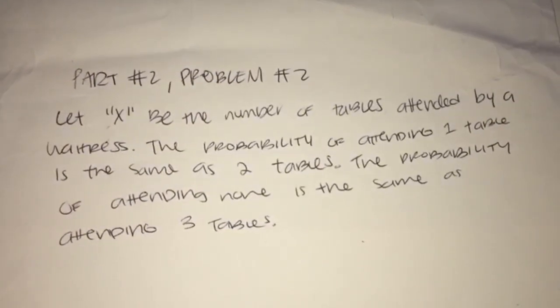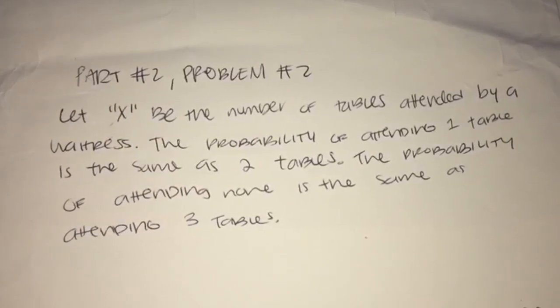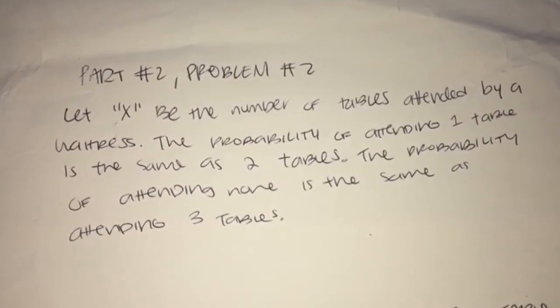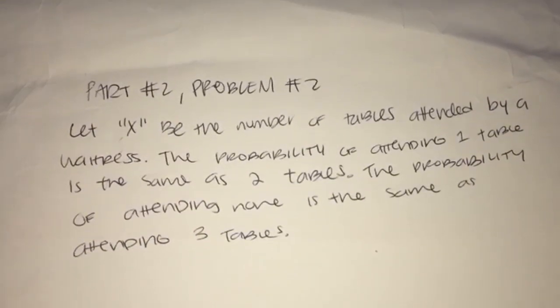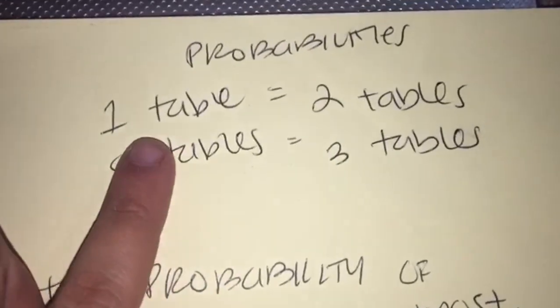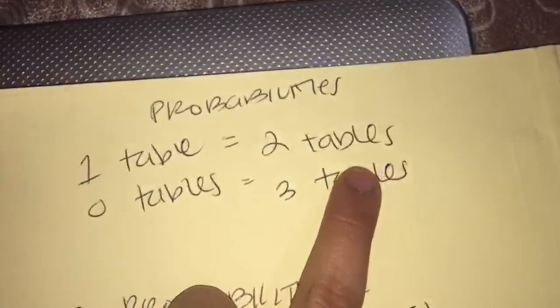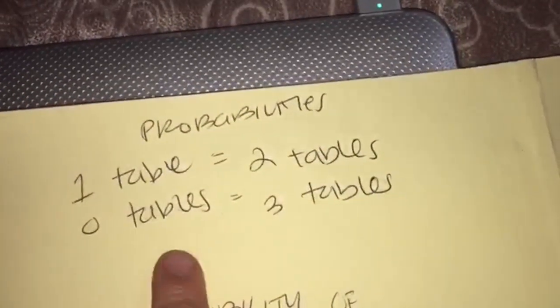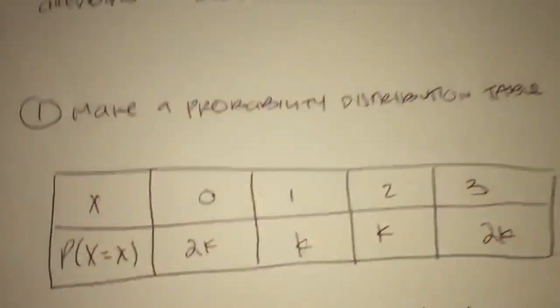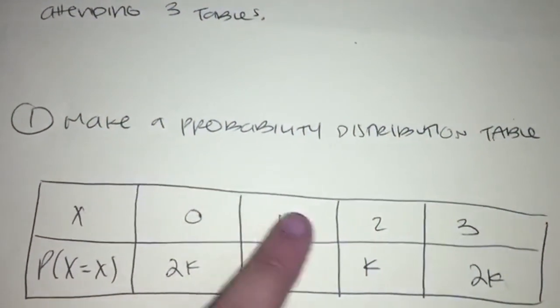It reads as follows. Let X be the number of tables attended by a waitress. The probability of attending 1 table is the same as 2 tables. The probability of attending none is the same as attending 3 tables. So what does this mean? This means that the probability of attending 1 table equals that of 2 tables, and 0 tables is the same as 3 tables. So for the first step, we're going to build a probability distribution table.